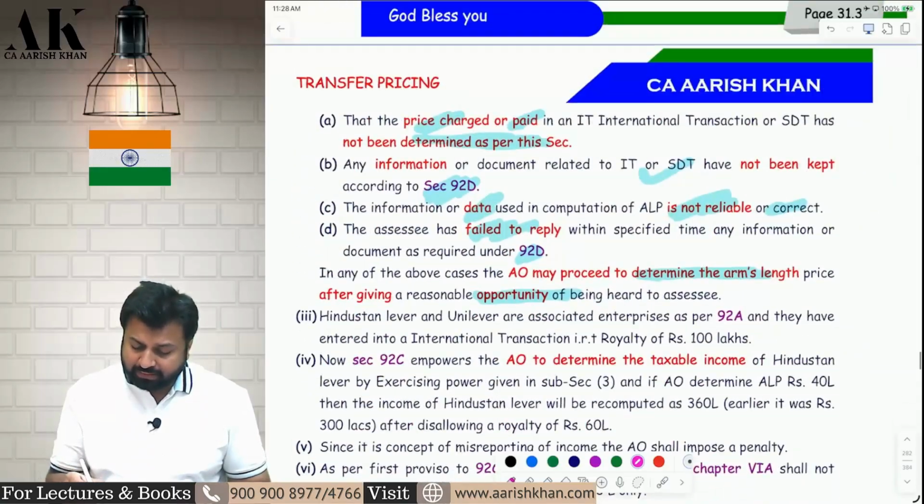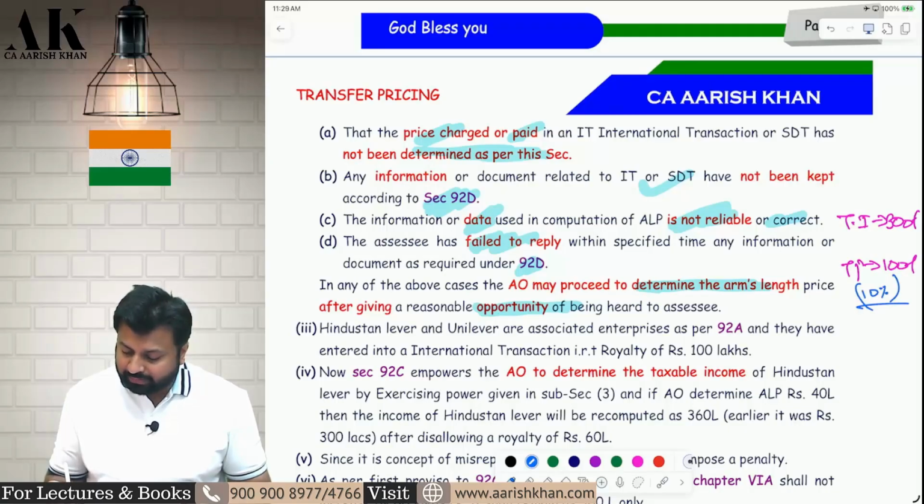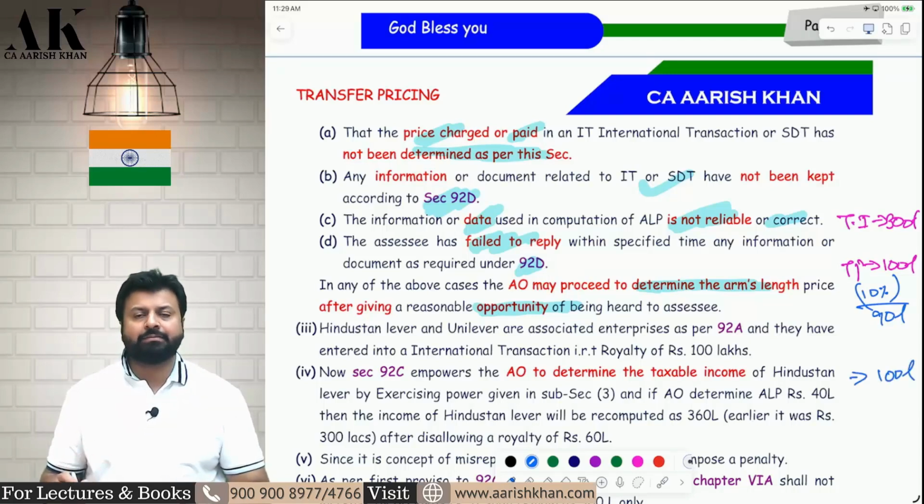Suppose the total income of the assessee is 300 lakhs. The transaction price is 100 lakhs. And you have deducted TDS of 10%. This is royalty, for example. So you have deducted TDS of 10 lakh rupees and you have paid 90 lakh rupees to the other person. The other person has shown 100 lakh as his income.